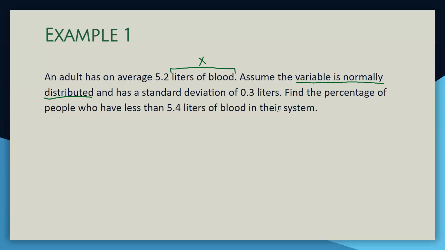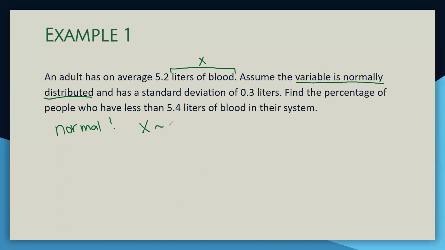At no point in this word problem have they mentioned sample size. At no point have they talked about find the percentage of samples that have a mean that's less than 5.4 liters. They're specifically talking about individual adults and no mention of sample size. So this is strictly a normal distribution.